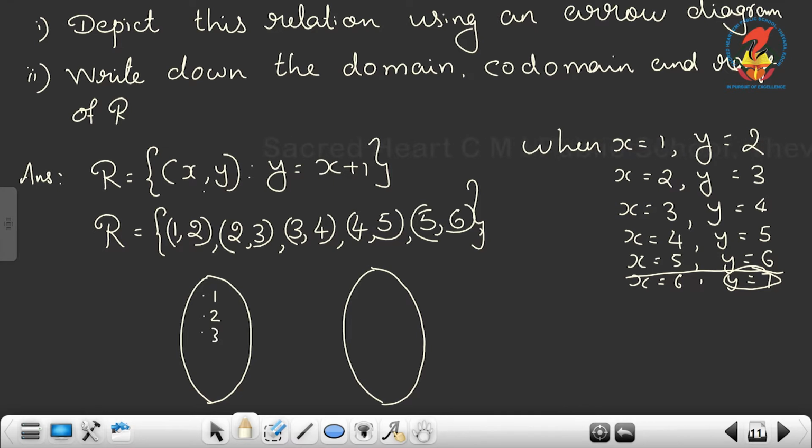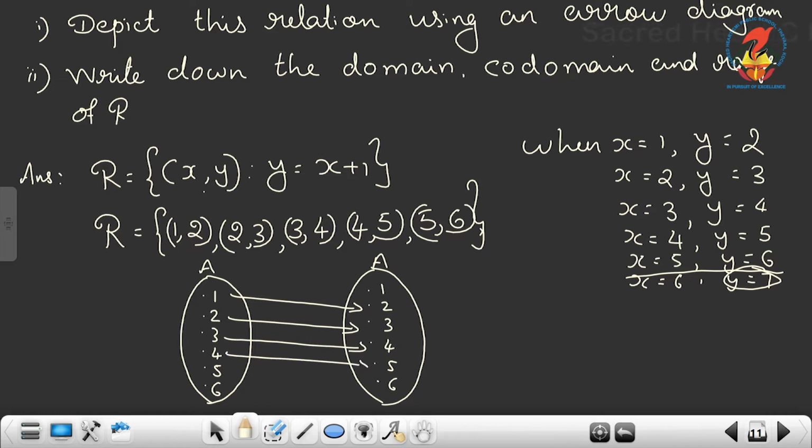1, 2, 3, 4, 5, 6. Here also 1, 2, 3, 4, 5, 6. First set, what is the set? A to A itself. Now mark this. 1 to 2. Draw an arrow. 1 to 2. Now 2 to 3, 3 to 4, 4 to 5, 5 to 6. So 5 pairs are there. So this is known as arrow diagram.